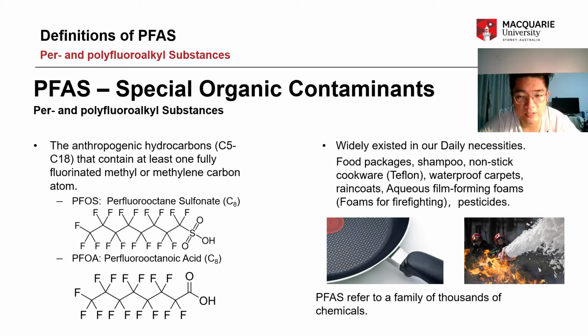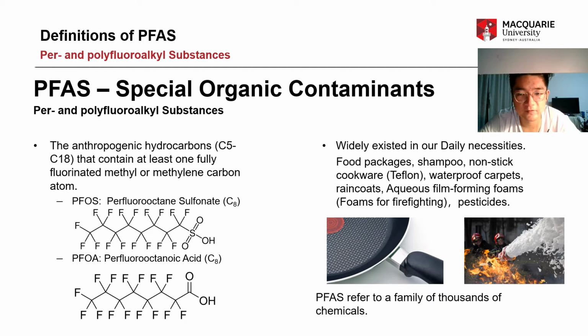There are two main PFAS contaminants that have been investigated by researchers around the world these days, and they are two famous PFAS. One is PFOS, perfluorooctane sulfonate, and the other one is PFOA, perfluorooctanoic acid. These two substances widely exist in our daily necessities, including food packaging, shampoo, and non-stick cookware, which uses the well-known material Teflon.